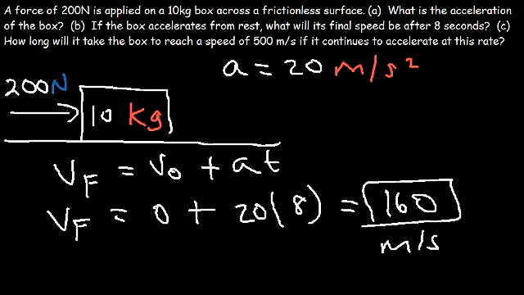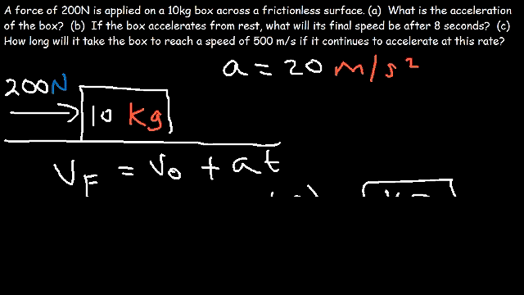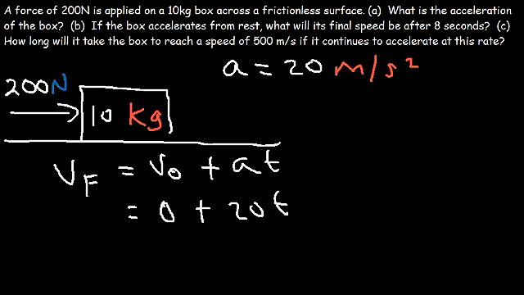Now what about part C? How long will it take the box to reach a speed of 500 meters per second if it continues to accelerate at this rate? So starting from a speed of 0, A is 20. Let's solve for T. The final speed is 500.